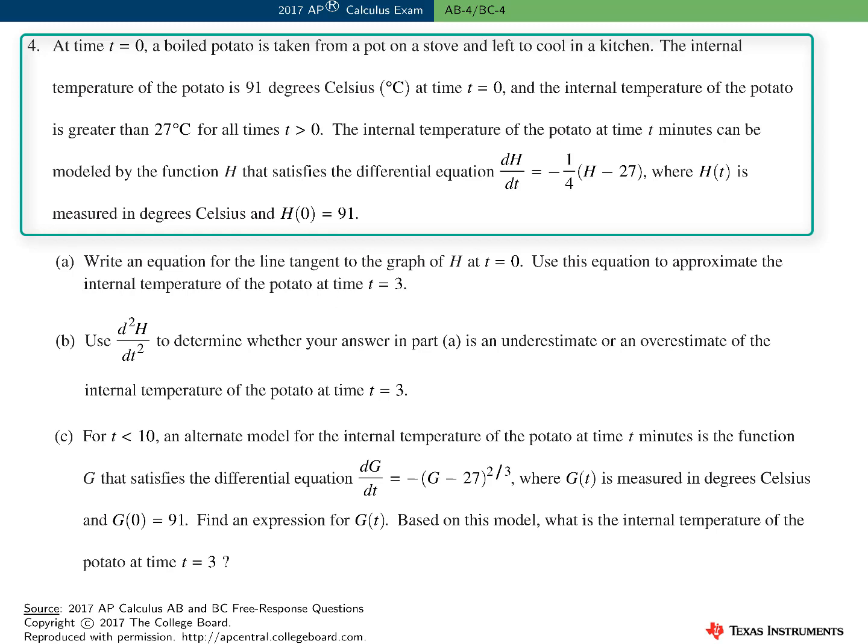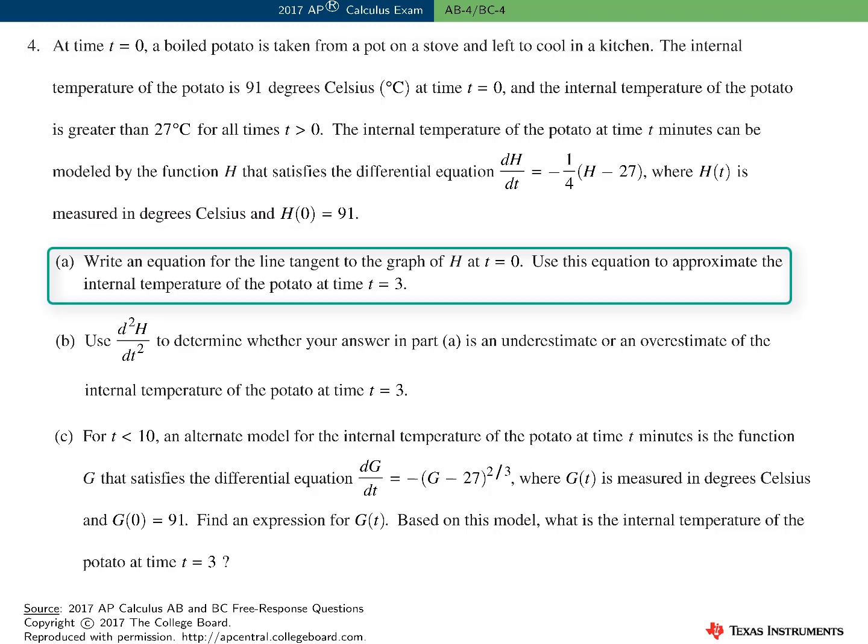I'll consider some common student errors, and where appropriate, I'll present some very specific scoring examples. In this contextual problem, a boiled potato is taken from a pot on a stove, and we're given the initial internal temperature of the potato. In addition, the internal temperature is modeled by a given differential equation. In Part A, we need an equation for the line tangent to the graph of h at t equals 0. And then we need to use this equation to approximate the internal temperature of the potato at time t equals 3.